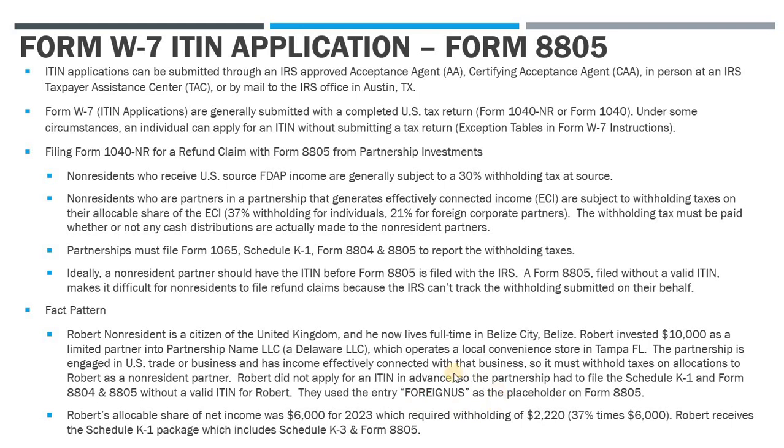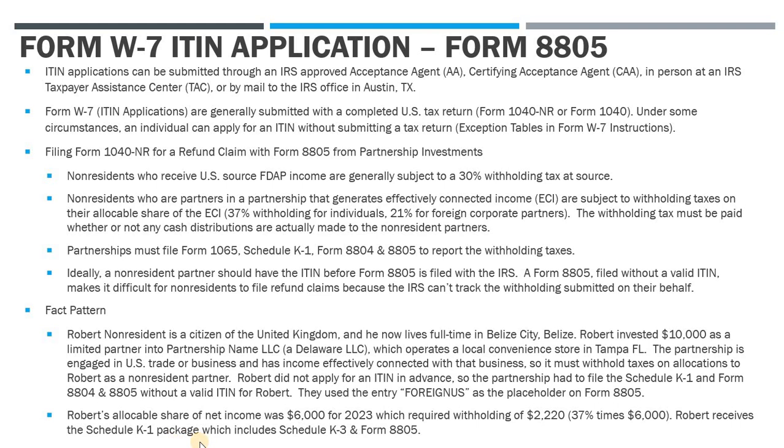What they did was they input "foreign U.S." as the placeholder on the tax ID field, which is okay, but again, it's better if you have the ITIN already, but in this case, we're filing for it after the fact. Now, for 2023, his allocable share of that income was $6,000, and so the required withholding tax was $2,220, which is 37% of the $6,000.